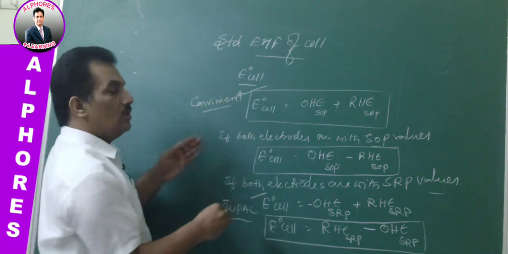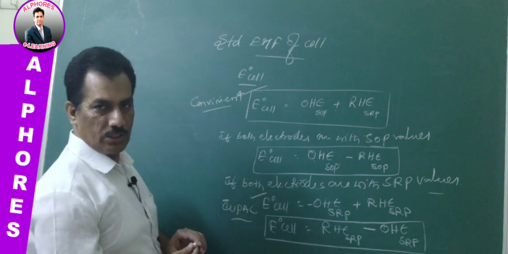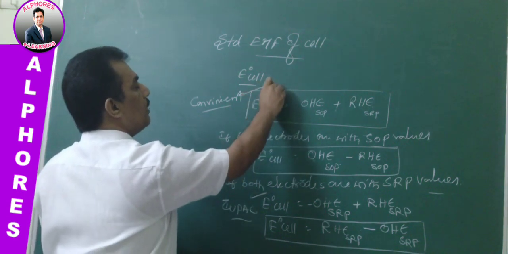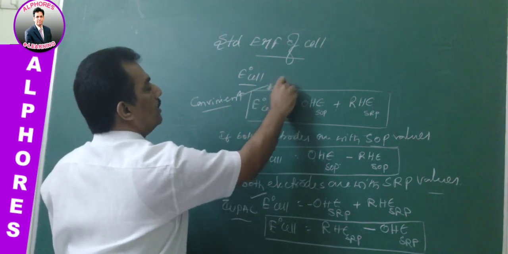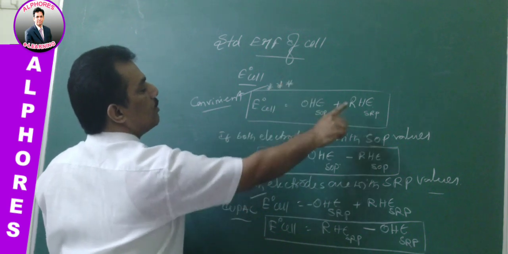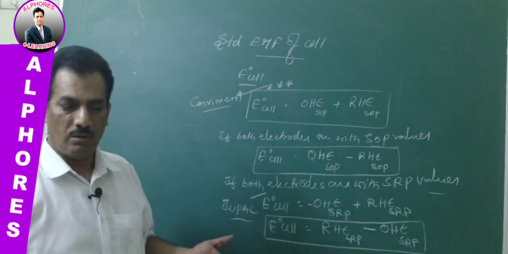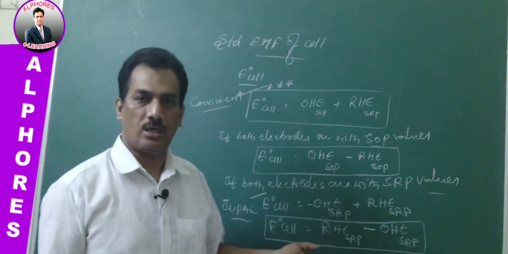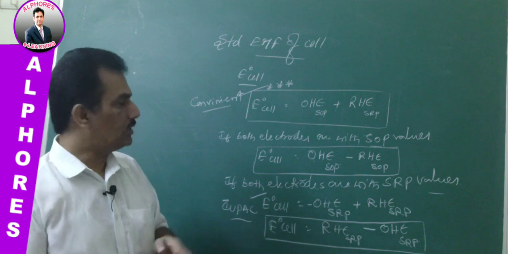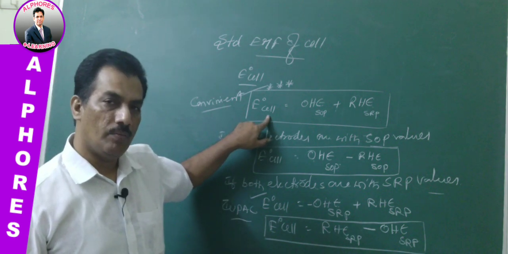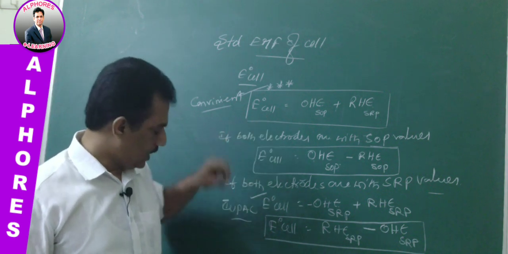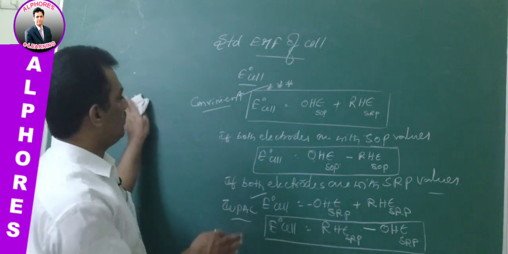So that's why in all our calculations in coming sessions we are going to use this formula. That's why you simply remember that: oxidation half electrode SOP, reduction half electrode SRP. The sum of these two is nothing but E naught cell. Clear? And now with this one let me write.